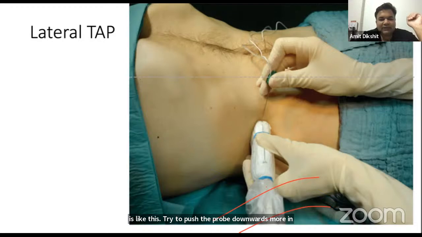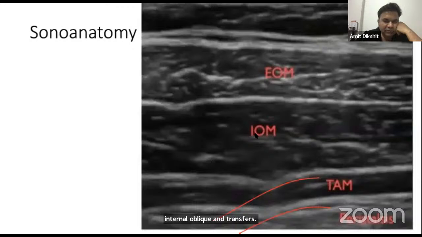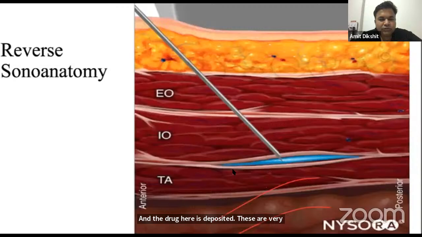So this is the sonoanatomy where we see external oblique, internal oblique, and transversus abdominis. And a drug here is deposited. These are very good diagrams from NYSORA. They call it reverse sonoanatomy. So between internal oblique and transversus abdominis, the drug is deposited.